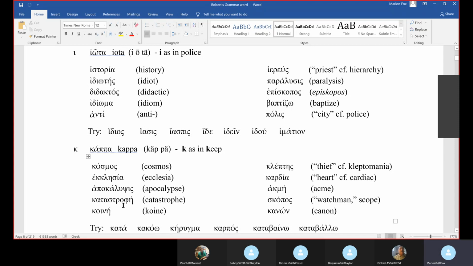Catastrophe. Our word catastrophe comes from it. Koine. And that's the word for common Greek. Kleptes. That's a thief. Notice the tes ending, those three letters, there's someone who does something. See it right up here with this idiotes. You'll see it a number of times. That's the person who does that thing. Cardia, and here kappa, cardia. Accent on the second syllable. It's the word heart.